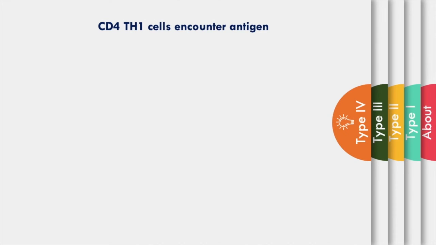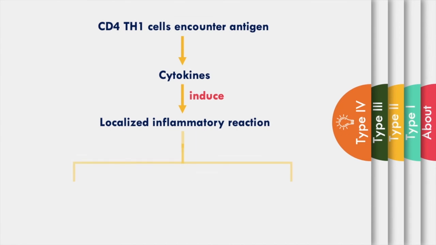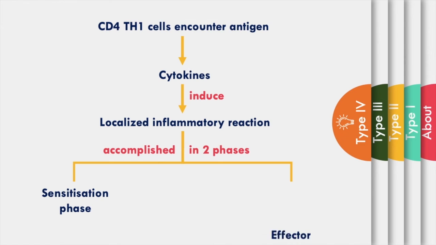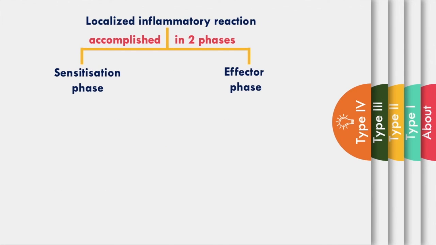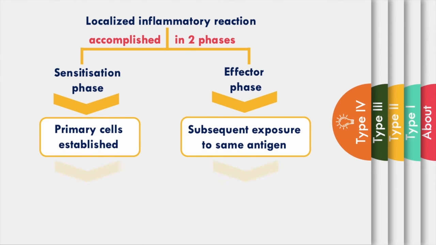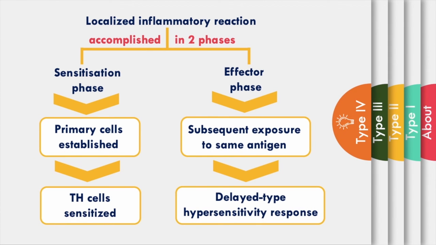How do CD4 Th1 cells encounter antigen? First, Th1 will secrete cytokines that induce a localized inflammatory reaction. It will be accomplished in two phases, which are the sensitization and effector phases. In the sensitization phase, primary cells will be established, then T helper cells will sensitize. The second exposure to the sensitizing antigen will induce the effector phase.